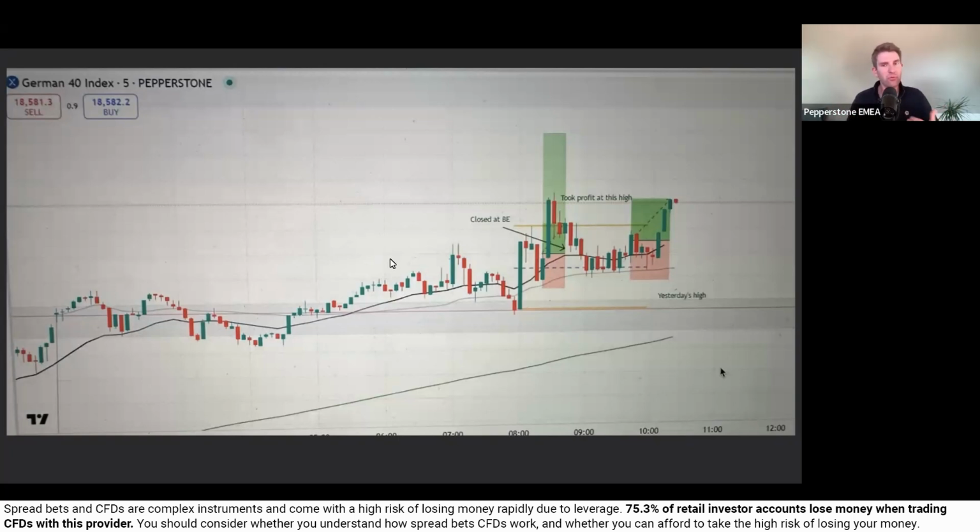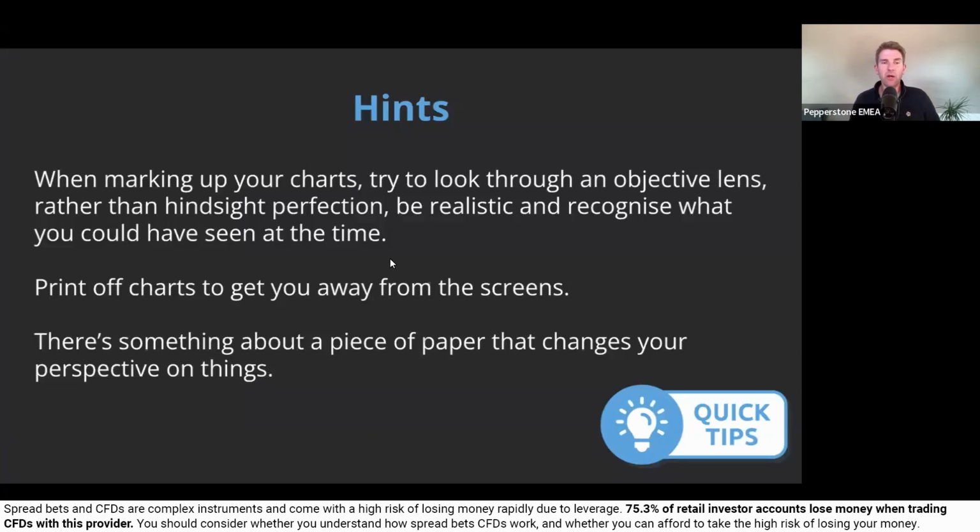This is such an important process. And here's a little hint for you. When you're doing this, look through an objective lens. It's easy to fall into the trap of, oh, I would have bought that high, I'd have sold the high, and I would have bought the low with size. And yes, you've got to be realistic.